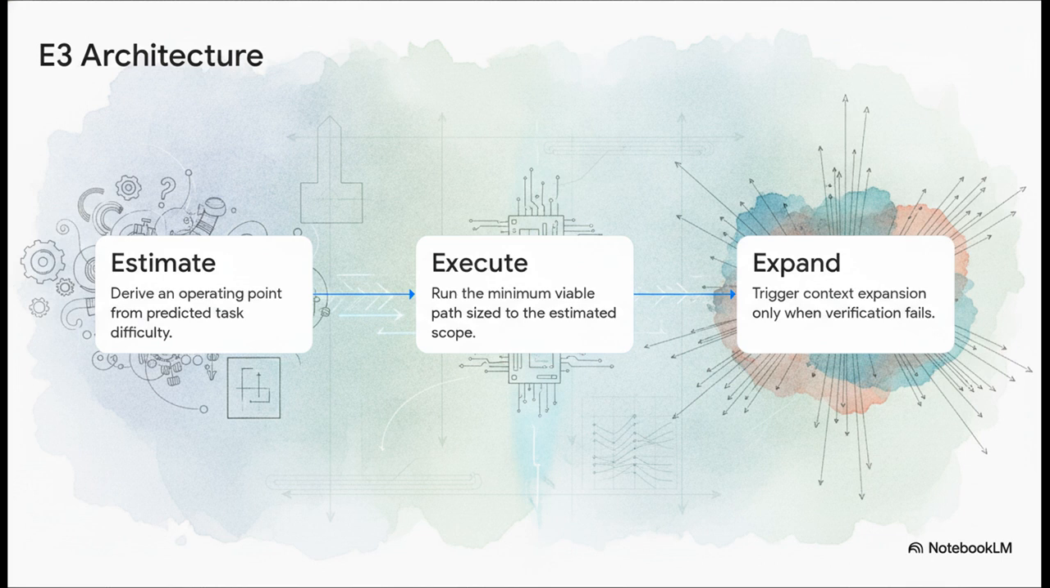First up, estimate. The agent figures out an initial operating point based on how hard the task looks. Next, execute. It runs the minimum viable path sized exactly to that estimate. And finally, expand. It only triggers progressive context expansion if verifying that initial execution fails. Think of it like a Newton-Raphson power flow solver. It uses a flat start estimate to keep things stable, scaling up computation incrementally and strictly when verification fails, rather than just assuming maximum complexity right out of the gate.